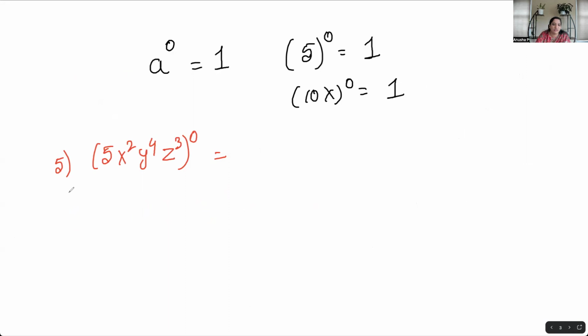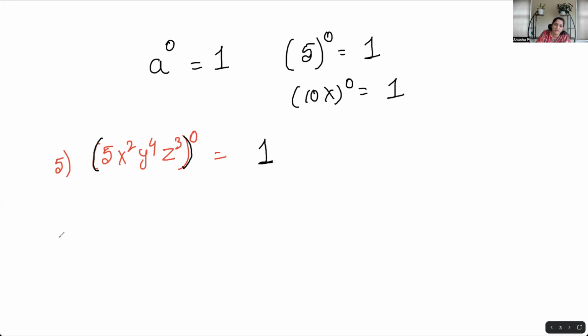So now in our fifth example, here you have a whole parenthesis, like everything is inside the parenthesis and to the power of 0. Anything to the power of 0 is 1. So the answer is just 1.